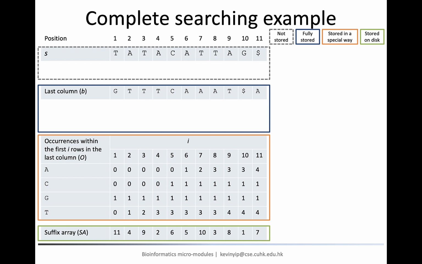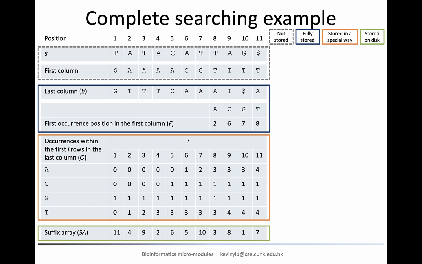Next, we create this occurrence count table that we call O, which records the number of times that each character has been encountered up to a certain position of B. Conceptually, we also want to reconstruct the first column of the sorted rotation matrix, but as explained before, we only need to store the position of the first occurrence of each character in this column. We call this table F.